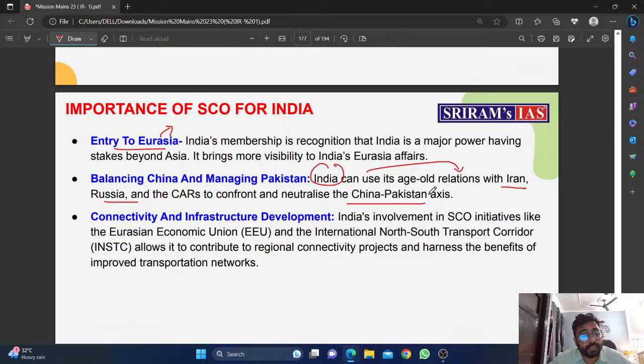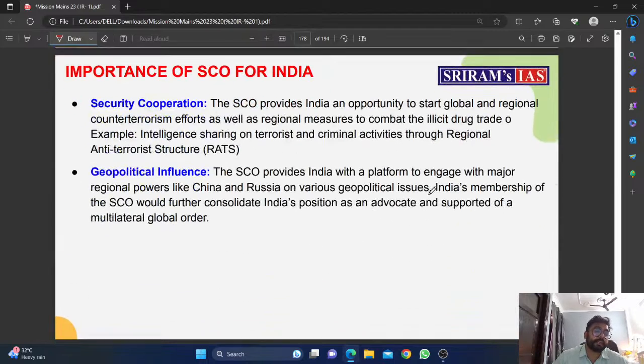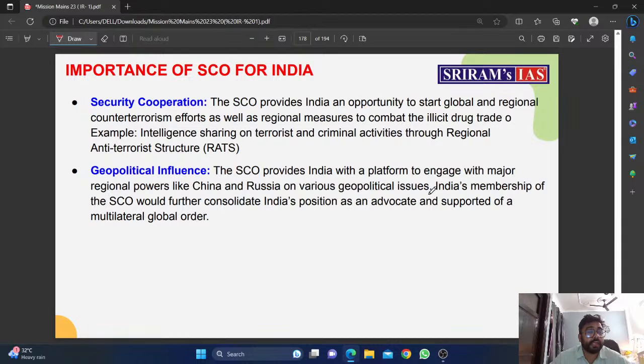Then SCO can help us to build connectivity and infrastructure development. Like India can develop connectivity with the SCO countries, the Eurasian Economic Union, through the International North-South Transport Corridor. It will allow India to contribute to the regional connectivity projects so that they can harness the benefit of improved transportation networks, so that more transport, more trade can happen between India and SCO countries. And then it will give India a kind of protection.